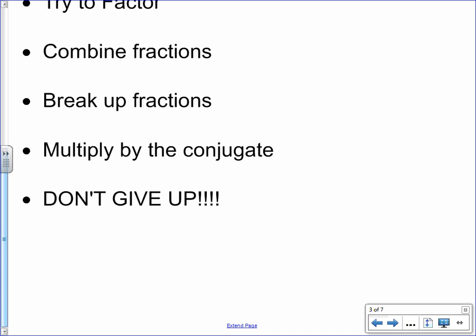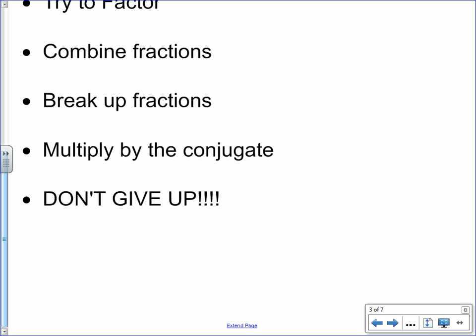Whatever you do, don't give up. Okay? I'm giving you some strategies. Eventually, you're going to have some vision. Like, okay, I've done a problem kind of like this before. I think this is going to work. But you're not going to get better at these without practicing them. So I cannot stress to you how important your homework is going to be over the next few days. Okay?